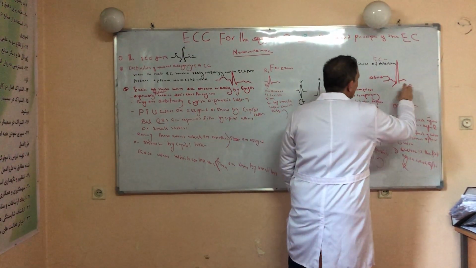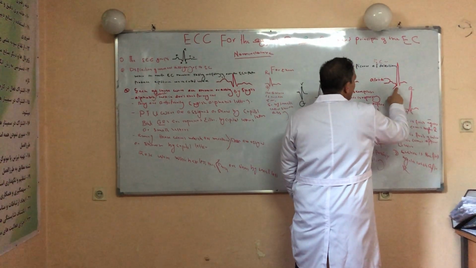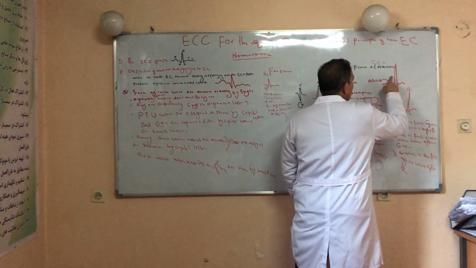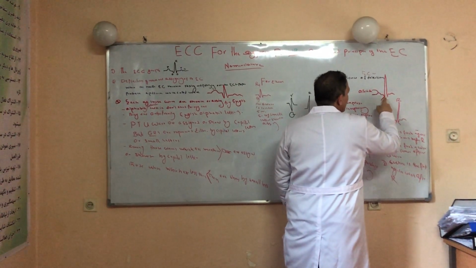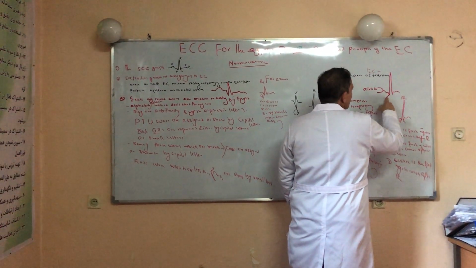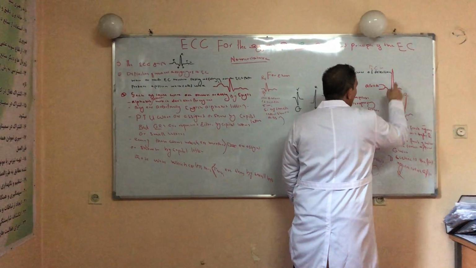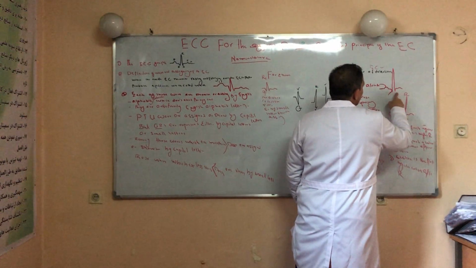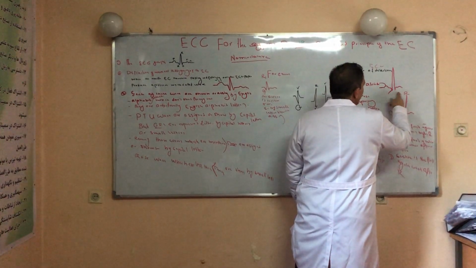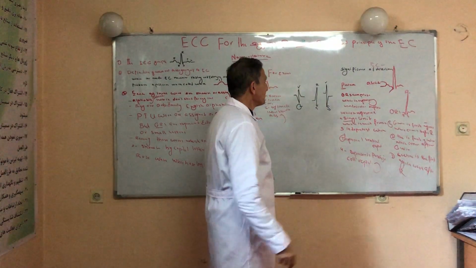The QRS complex is made from three separate, independent waves. The Q wave comes before the R wave, the R wave comes after the Q wave, and the S wave is the first wave which comes after the R wave.